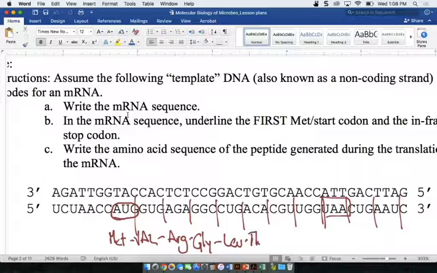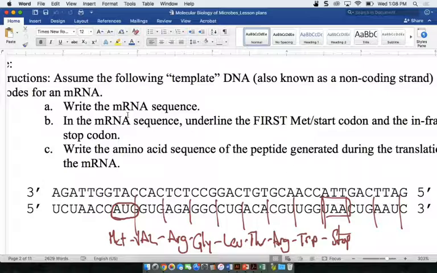THR, threonine. ARG, just because the pirate says ARG. It's TRP, right? Tryptophan? Stop. You don't need to write stop, but I do, just to make sure we know where we're at. Any questions on this basic flow of information?